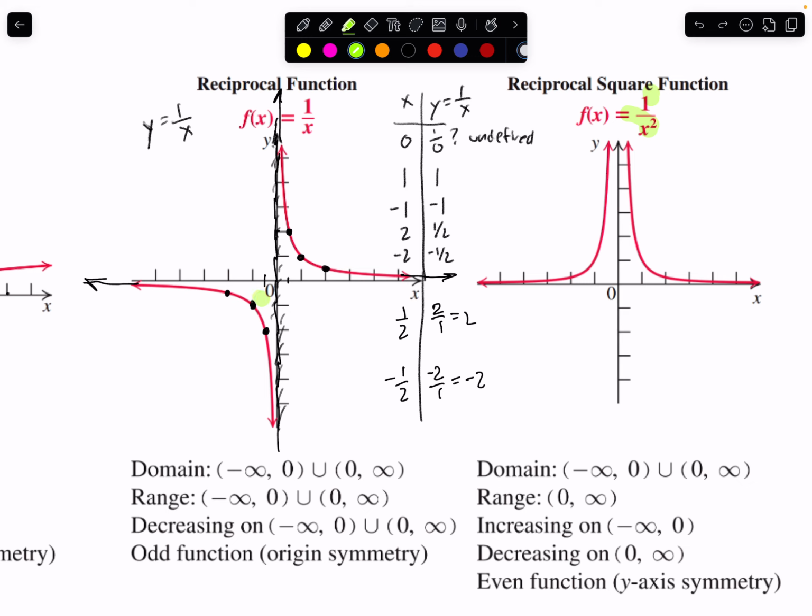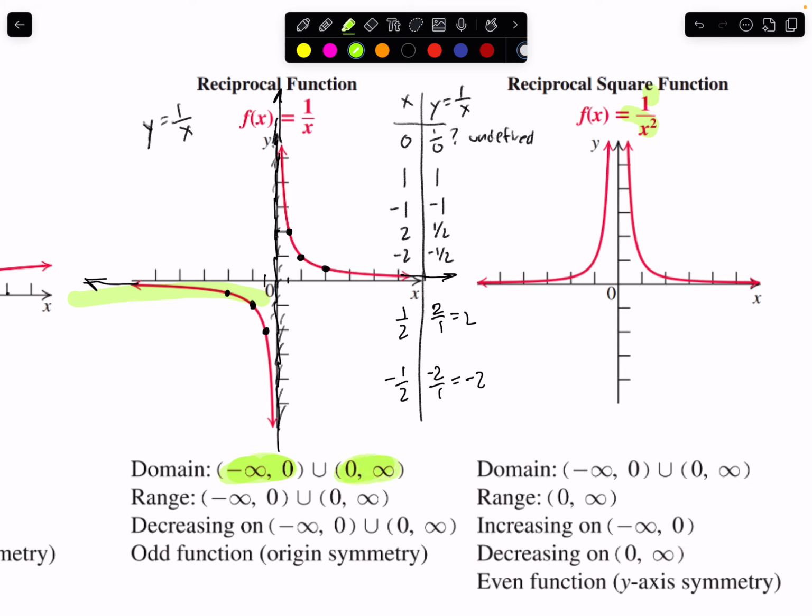Okay, let's talk about domain and range. Domain, to the left, you get every x value, right? So -infinity up until 0. But we don't include 0 itself because that's undefined. So all this work is just to exclude that 0.